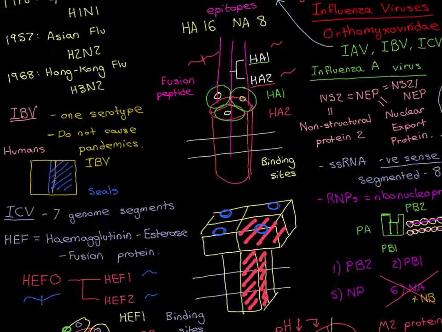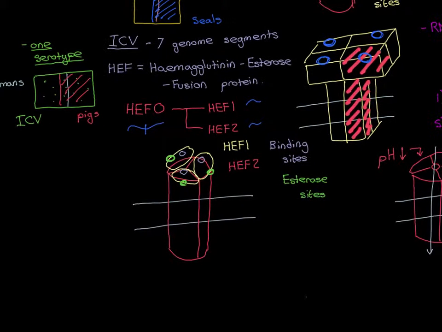Okay, so all of the hemagglutinin 2 polypeptides stick up these fusion peptides, and where are they going to stick them into? Well, here is going to be the membrane, the phospholipid bilayer of the early endosome in our other picture. Now, it's the same for hemagglutinin esterase fusion.